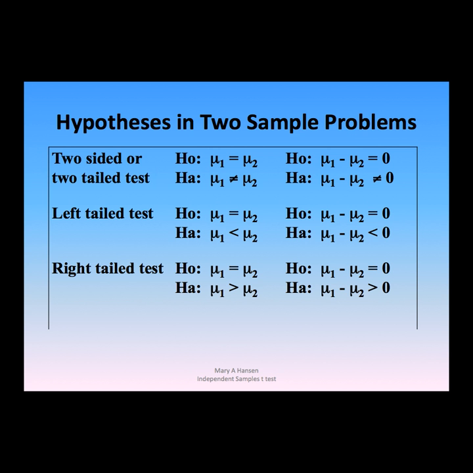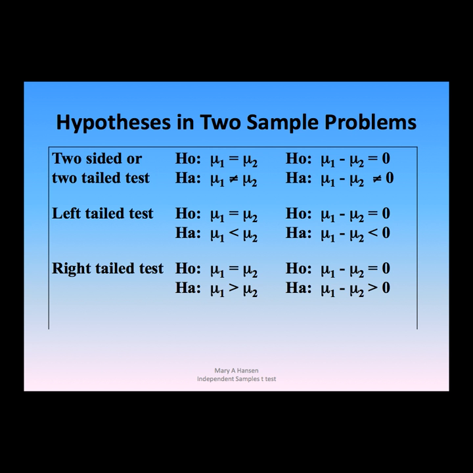The hypotheses in two-sample problems are similar to the hypotheses in one-sample problem. The null hypothesis is mu1 equals mu2 versus the alternative mu1 is not equal to mu2 for a two-sided or two-tailed test. An alternative way of writing that same hypothesis is to say H0: mu1 minus mu2 equals 0 versus the alternative mu1 minus mu2 is not equal to 0. If mu1 equals mu2, then the difference in means is 0. Those two sets are equivalent for writing the null and alternative hypothesis.